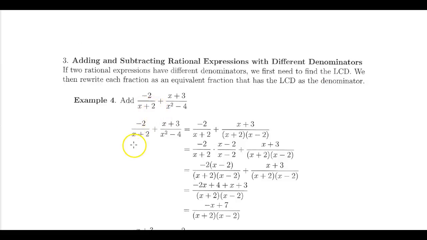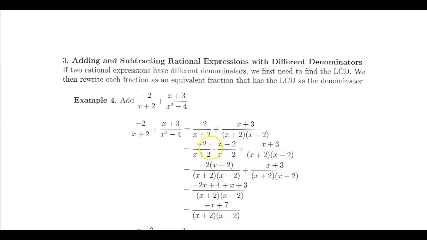So here for this problem, negative 2 over x plus 2 plus x plus 3 over x squared minus 4, I factored the denominator of the second fraction so that I can figure out what the LCD would be. So the LCD will need a factor of x plus 2, and we'll need a factor of x minus 2. So this first fraction is missing a factor of x minus 2 to get the same denominator. So I'm multiplying the first fraction by x minus 2 over x minus 2. The second fraction is already built up to the LCD, so I don't have to do anything to the second fraction.